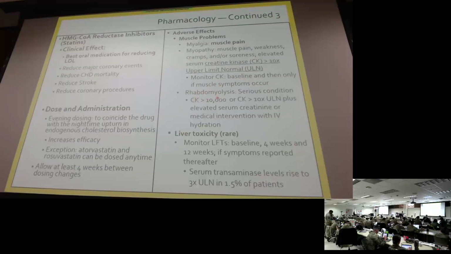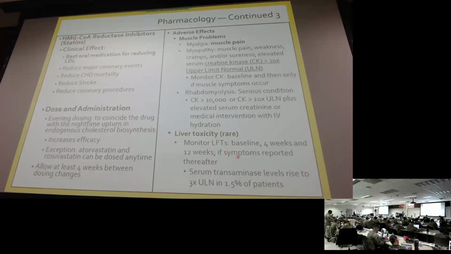You can also see where somebody has rhabdo. Again, same thing, we're monitoring the CK. I don't need you to remember the 10 times the upper limit. I don't need you to remember all that. Remember what you are monitoring, okay? That is what is very important. You need to have it at baseline, and you need to monitor whenever they come back for that follow-up for you to see if their LDLs are responding appropriately after that 4 weeks, okay?